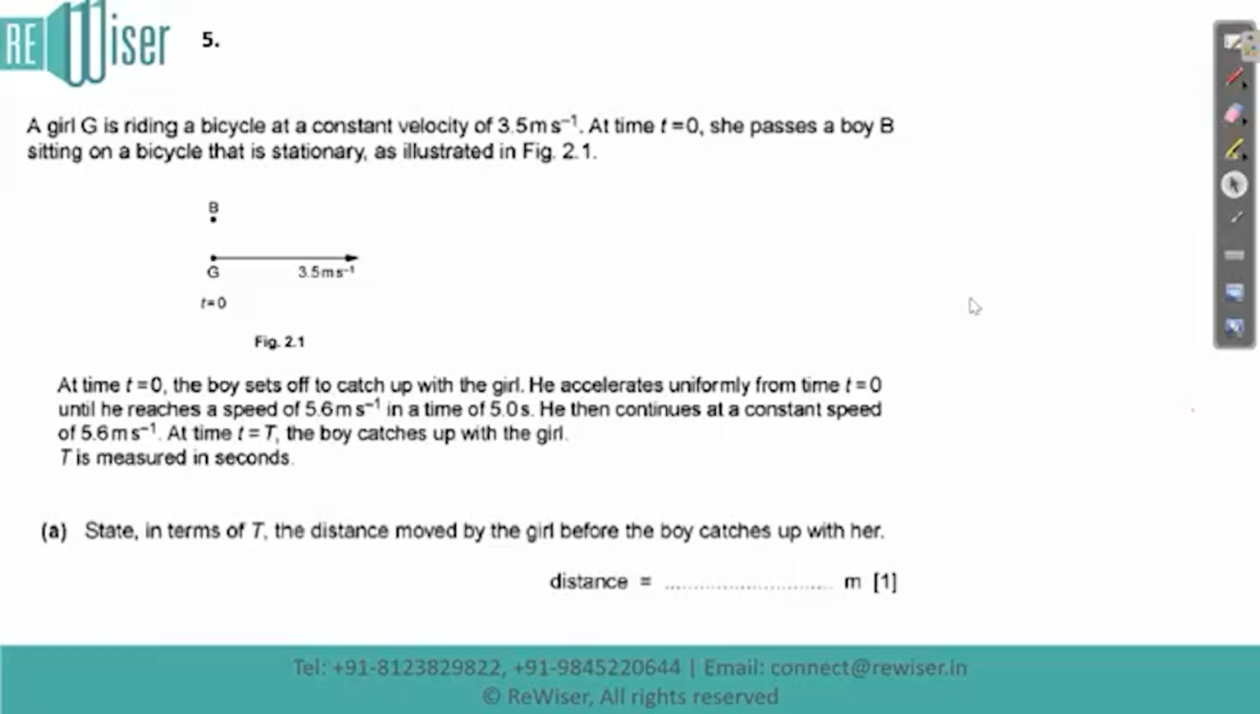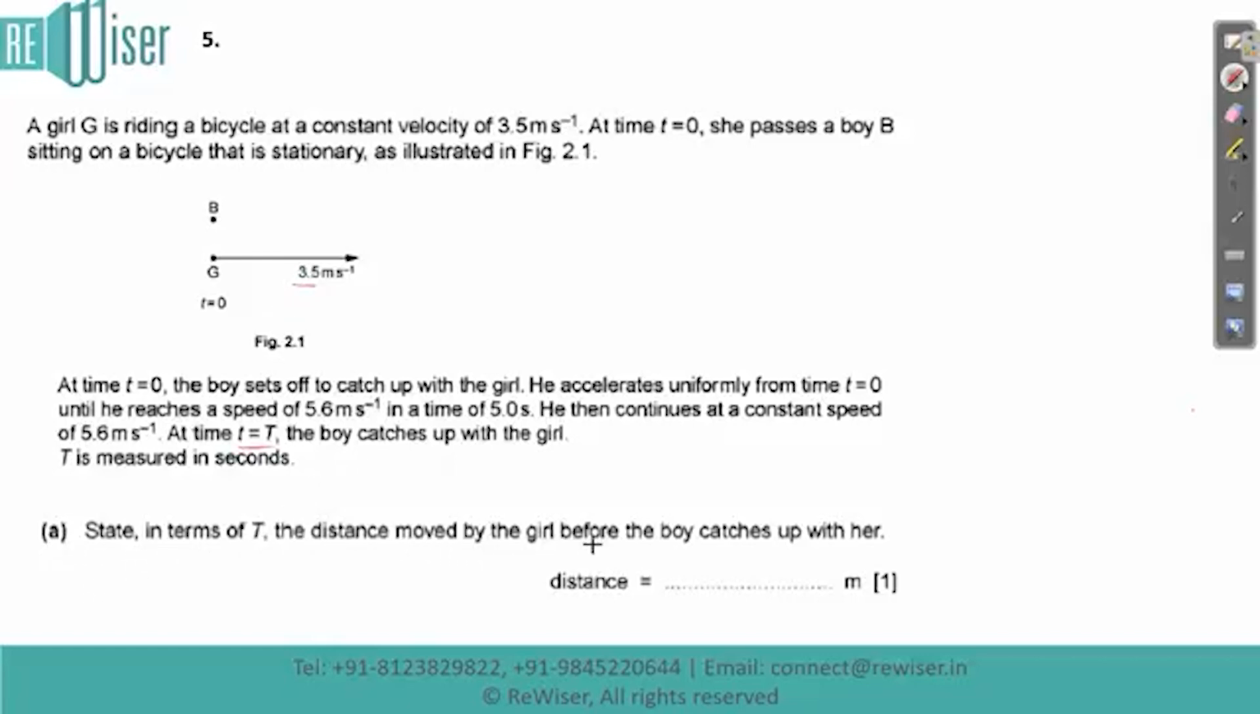He then continues at a constant speed, and at time t equals big T, the boy catches up with the girl, where t is measured in seconds. So the girl passes the stationary boy with uniform velocity. The girl is not accelerating at t equals 0. Now the boy, for 5 seconds, accelerates until he reaches 5.6 meters per second. After that, he continues to travel with constant velocity, and at t equals big T he reaches the girl.